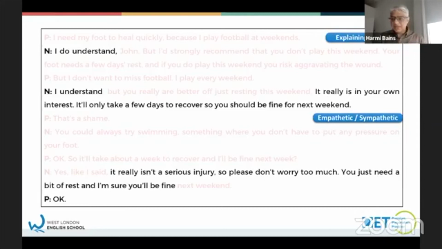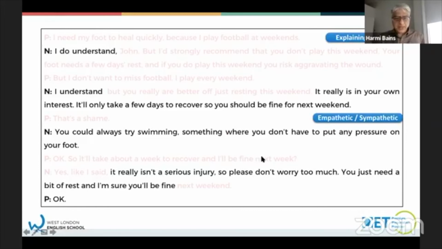You don't always have to say, "Oh, I'm so sorry. Oh, that must be awful." But there's lots of ways you can actually reassure the patient. Again, at the bottom, it really isn't a serious injury, so please don't worry too much. You just need a bit of rest. I'm sure you'll be fine. So again, you can see how the nurse here was really reassuring the patient, by explaining and just little phrases as well. Please don't worry too much. I'm sure you'll be fine. Just nice little phrases. And again, just saying it in a nice way with the intonation of your voice.